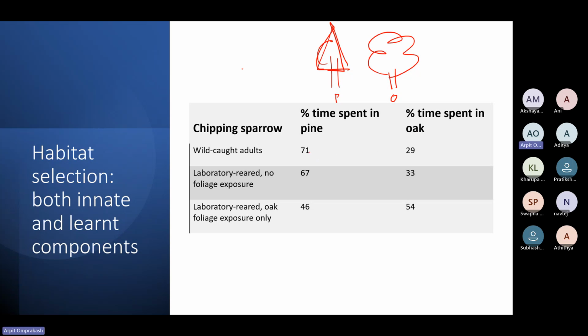So since more than 50% of the time it's spending on the pine tree, we say that the bird, the chipping sparrow, prefers this habitat, the pine.